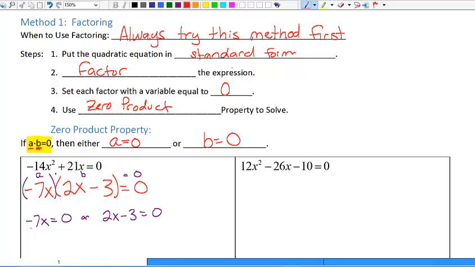So now I'm going to solve each of these independently, which gets me x is 0 on the left-hand side. So it looks like my two answers are 0 and 3/2. Remember the braces? They just say, oh, the answers are in here. That's set notation for these are the answers for a solve problem. So that is my final answer for that one.